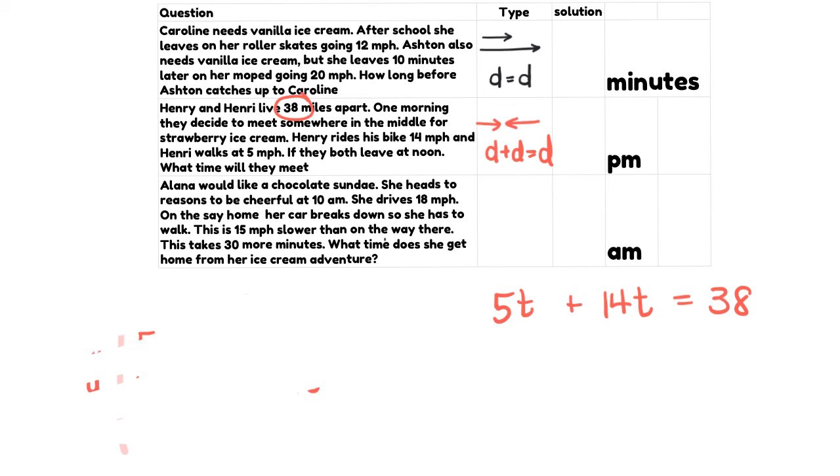All right, here we go. Alana would like a chocolate sundae. She heads to Reasons to be Cheerful at 10 a.m. She drives 18 miles per hour. On the way home, her car breaks down, so she has to walk. This is 15 miles per hour slower than on the way there. This takes 30 more minutes. What time does she get home from her ice cream adventure?